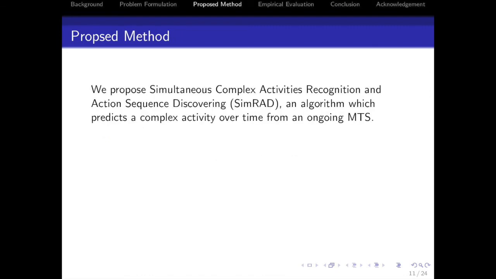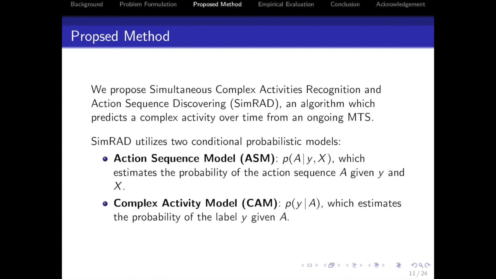We propose simultaneous complex activities recognition and action sequence discovering, also called SIMRAD. SIMRAD predicts a complex activity over time from an ongoing multivariate time series. SIMRAD utilizes two conditional probabilistic models, the action sequence model and the complex activity model. The action sequence model estimates the probability of the action sequence A given Y and X. This model is briefly addressed as ASM. The complex activity model estimates the probability of the label Y given A. This model is briefly addressed as CAM.